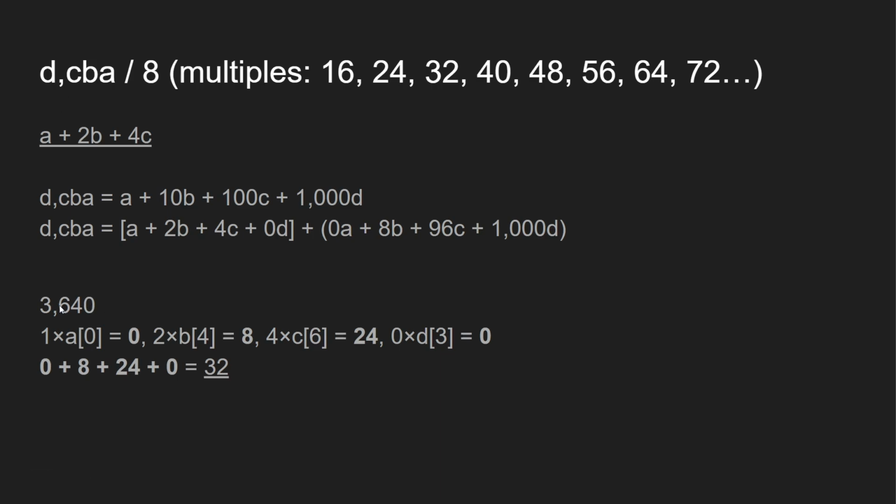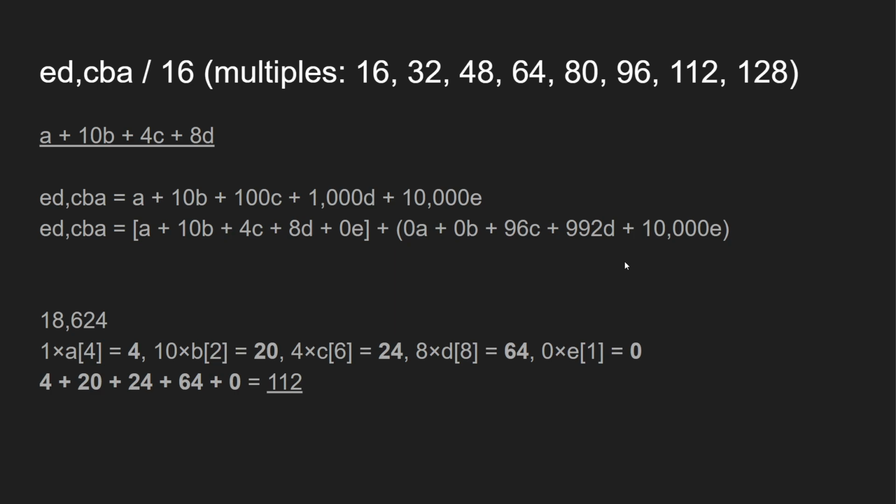So here's our example, 3,640. So 1 times a equals 0, 2 times b equals 8, we're going to jot that down, 4 times 6 equals 24, we're going to jot that down, and 0 times d is 0, of course. So 8 plus 24 equals 32. So obviously, you're going to have to keep track of the final 3 digits this time, rather than just the final 2 digits. And if 4 times the hundreds place plus 2 times the tens place plus the ones place is divisible by 8, then the whole number is divisible by 8, for the proof that I just showed up here.